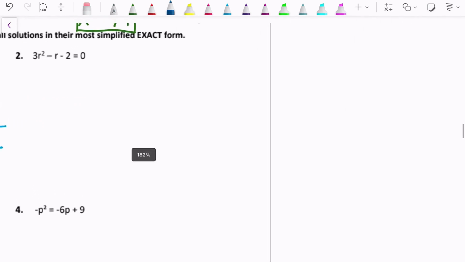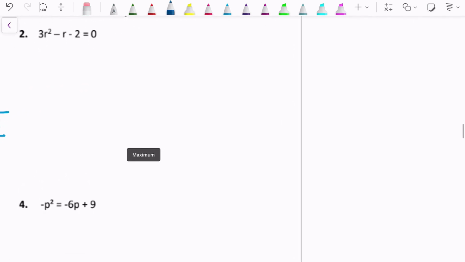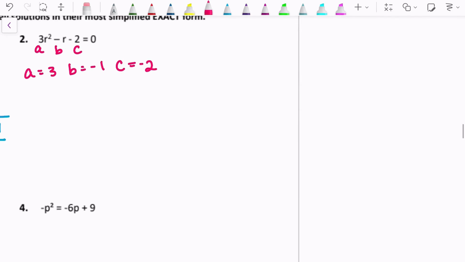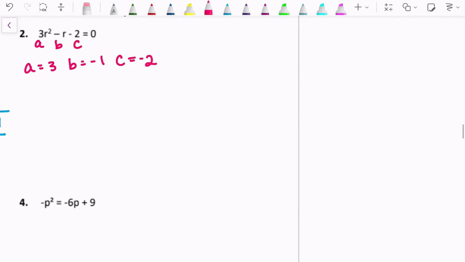All right, so number 2. Number 2 uses r's. So again, weird variables here. So I've got it already in standard form. It already goes ax squared plus bx plus c. And so I have a, b, c. So my a value is 3, my b value is negative 1, and my c value is negative 2. Now, a quality of someone who wants to be an expert mathematician is going to write out the formula every single time because it helps you remember the formula.